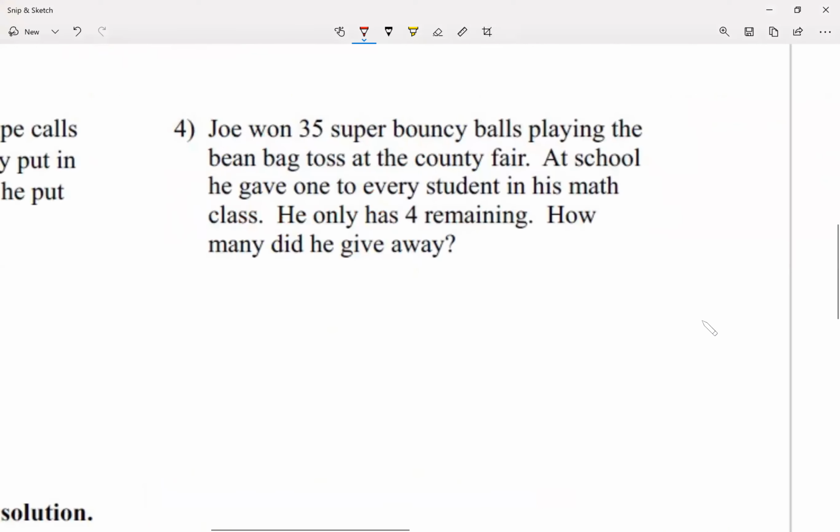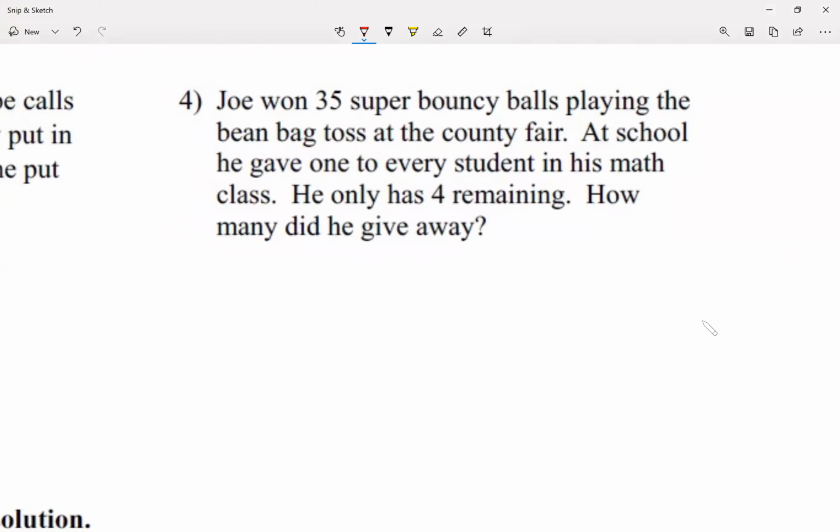Let's take a look at number 4. Joe won 35 super bouncy balls playing the beanbag toss at the county fair. Okay, so from all this mumbo jumbo, I need the number 35. At school, he gave 1 to every student in his math class. He only has 4 remaining. How many did he give away? Okay, so he had 35, and he gave away, so minus, let me use the letter S for students.